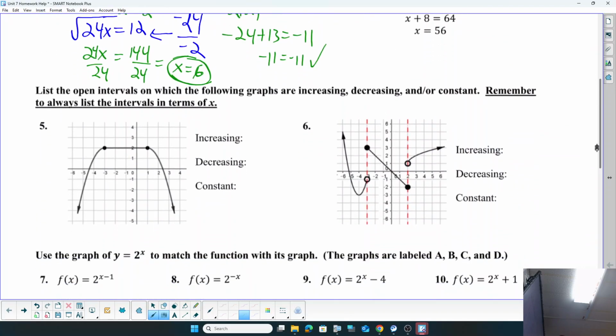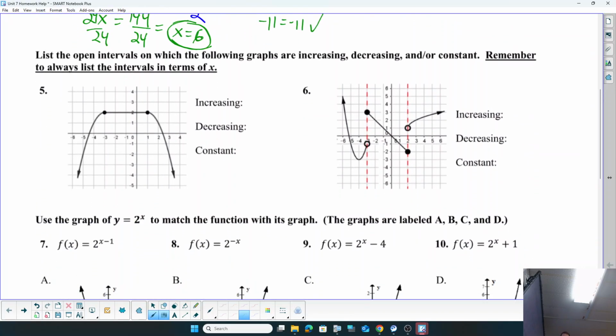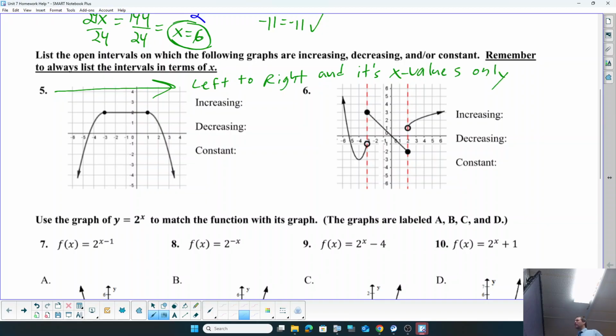Let's see. Number 5 is increasing, decreasing. Number 6, increasing, decreasing. And so basically, increasing, decreasing is from left to right. So always go from left to right. And it's x values only, not the y values, just the x values.